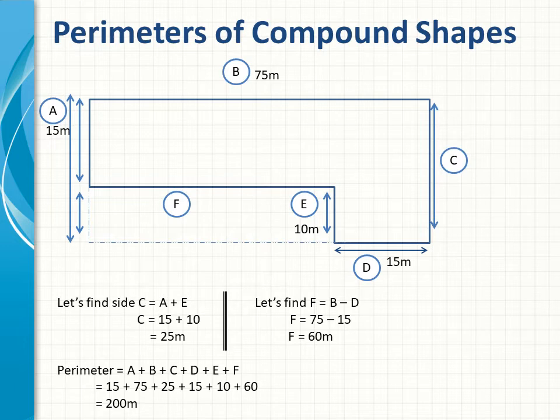Now to find the perimeter is to add all of the sides together. So let's do the adding. A plus B plus C plus D plus E and plus F is 200 meters. So it means the perimeter of this compound shape is 200 meters.